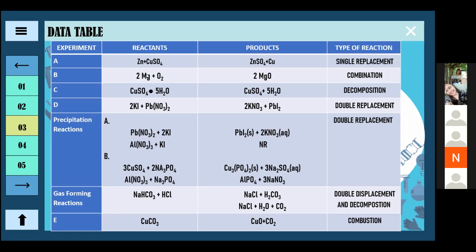And for experiment E, we have the reactants. For the reactants, we have CuCO3, copper carbonate. And for the products, we have CuO, which is copper oxide, plus CO2, carbon dioxide. And the type of reaction for experiment E is combustion.